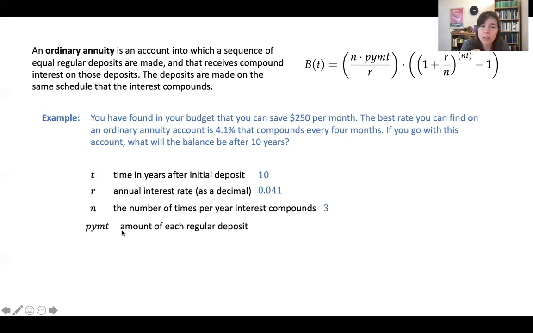All right, and then what's your payment? The amount of each regular deposit. Again, stop and think about this because it might be a little tricky.